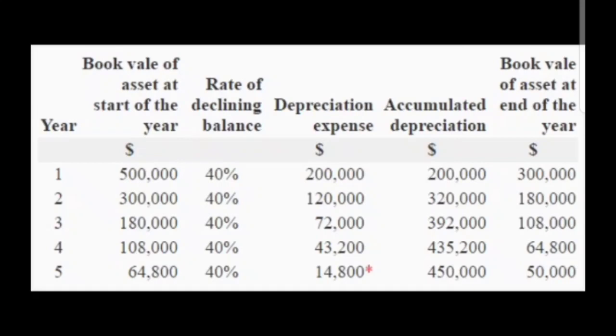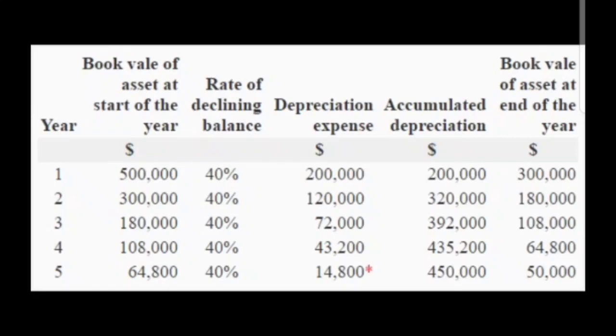Then the total depreciation at the end of year 1 shall be the same, but the book value will be cost 500,000 minus $200,000 accumulated depreciation, equal to $300,000 at the end of the year.